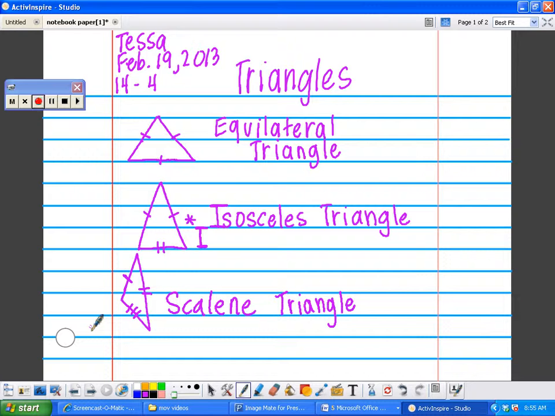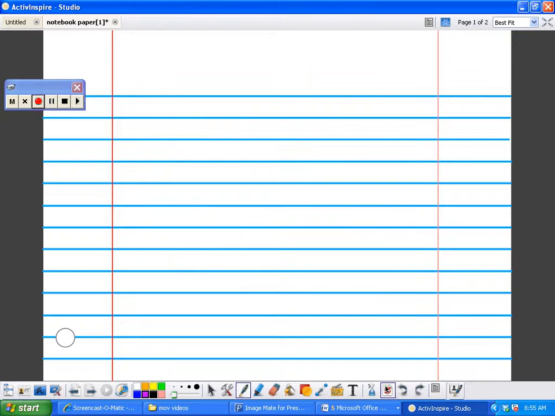Obtuse. It's opened wide, isn't it? Okay, make an acute angle. It's like an alligator mouth. Okay, acute angle. So we're going to take what we know about angles and use it in our triangles. Now I can know if there are equal sides. I call it equilateral. I know that if it is an isosceles, it has how many equal sides? 2. And if it's scalene, it has 0.